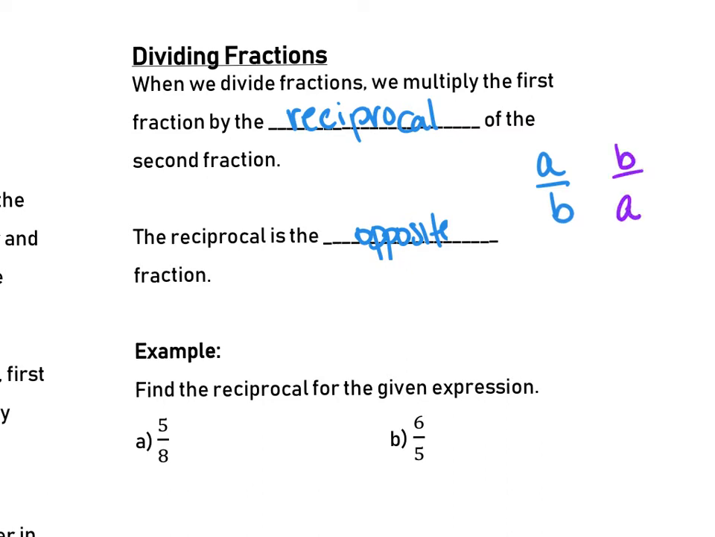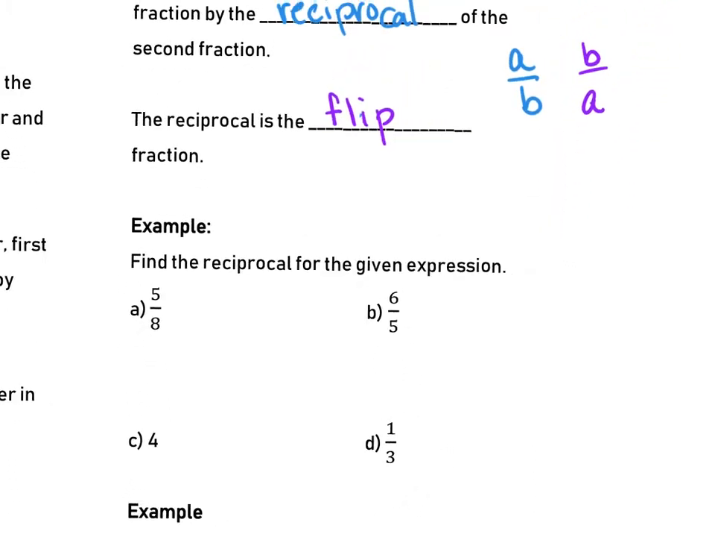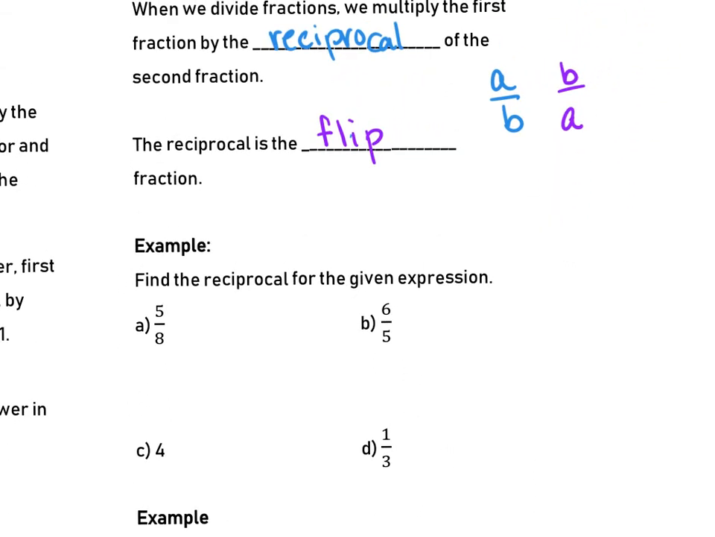So instead of calling it opposite, let's actually call it the flip of the fraction. Let's use the word flip, because opposite implies we're changing signs. But we're just going to take the reciprocal of the fraction. So for instance, let's find the reciprocal of these given expressions. The reciprocal of 5/8: you just flip that fraction. Its reciprocal is 8/5. The reciprocal of 6/5: again, you just flip that fraction, so it'll just be 5/6.